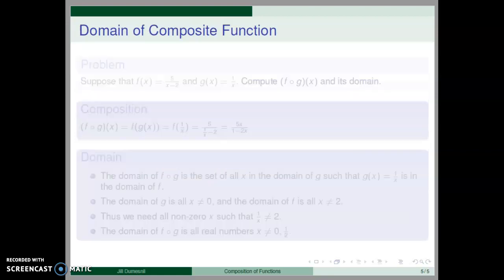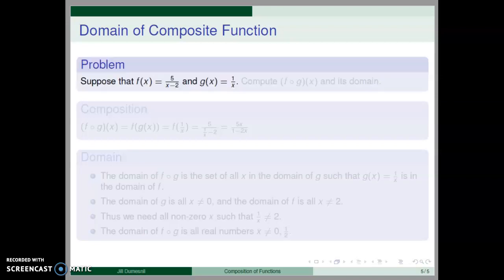Now let's consider the domain of a composite function. Suppose that f(x) = 5/(x − 2), and g(x) = 1/x. This time, we want to compute the composition (f∘g)(x) and its domain. Computing the composition will go just as before.